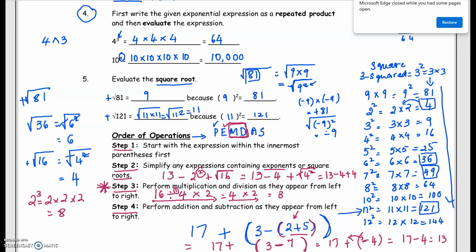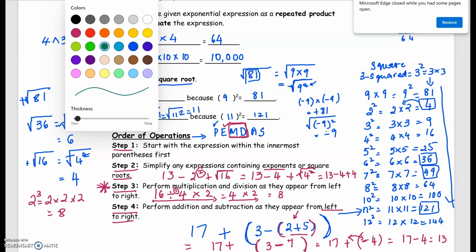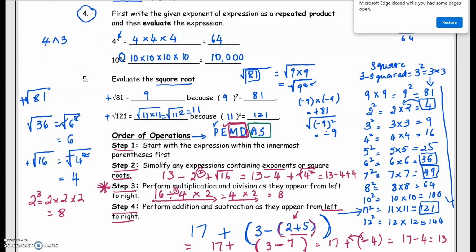Now step 4, perform addition and subtraction, same rule. Whatever comes first from left to right order, do that first. So we have addition and subtraction as a pair. So suppose you have 16 minus 8 plus 2. You have subtraction and addition in sequence, which is one after another. Go from left to right. Please remember this rule. Addition does not always come before subtraction.